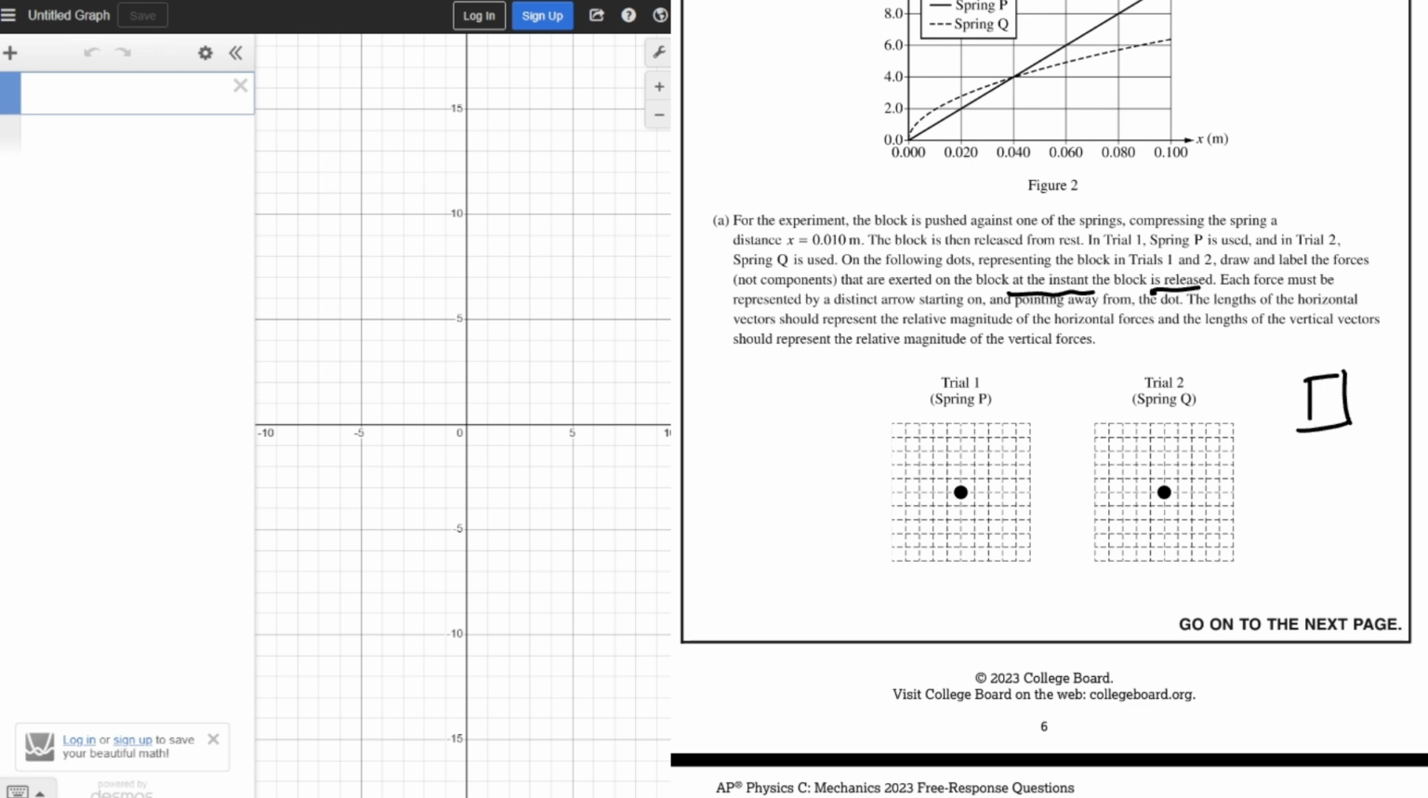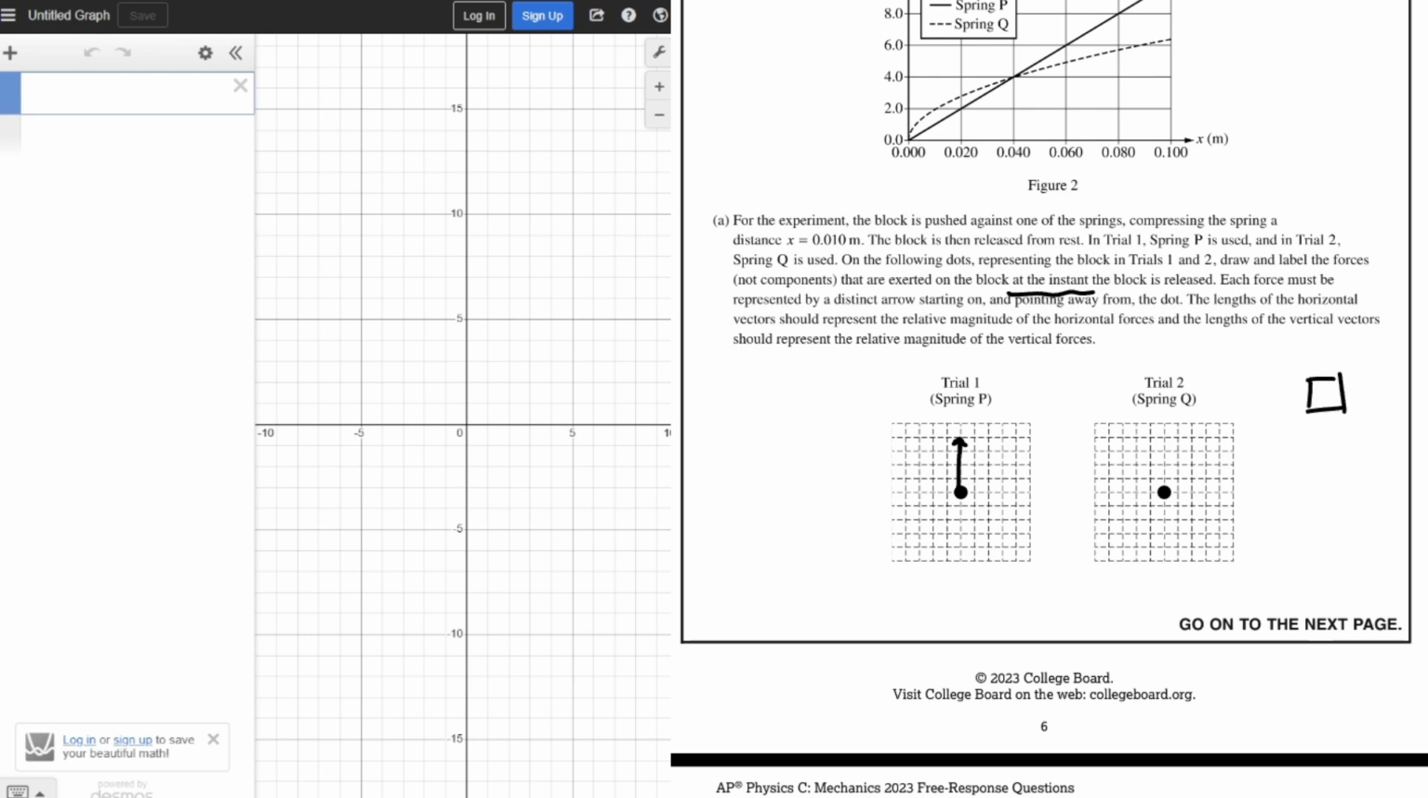When the spring is compressed, there's going to be the spring force on each block. We're going to start with spring P, which is going to have the spring force. The length of the vertical vectors should represent the relative magnitude of the vertical forces. So what we need to do in this instance is recognize that they want us to respect the magnitude and make sure that these grid lines will be accurate for both of these. I'll explain that in a second.